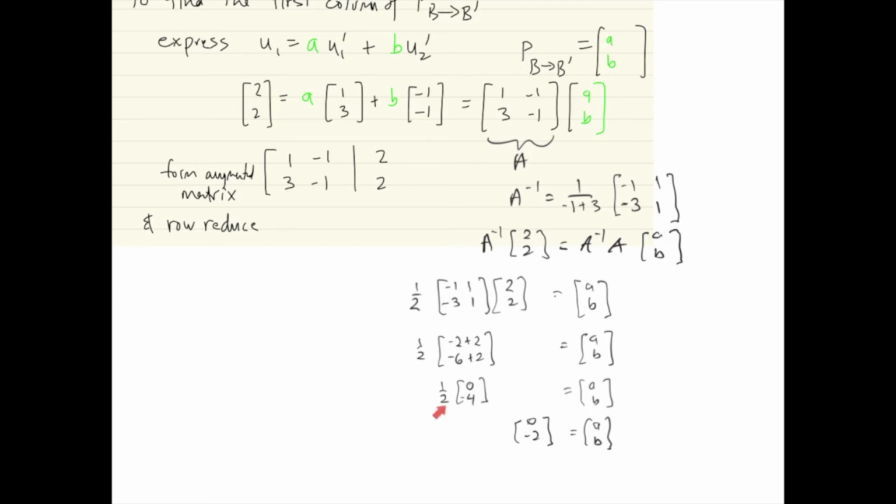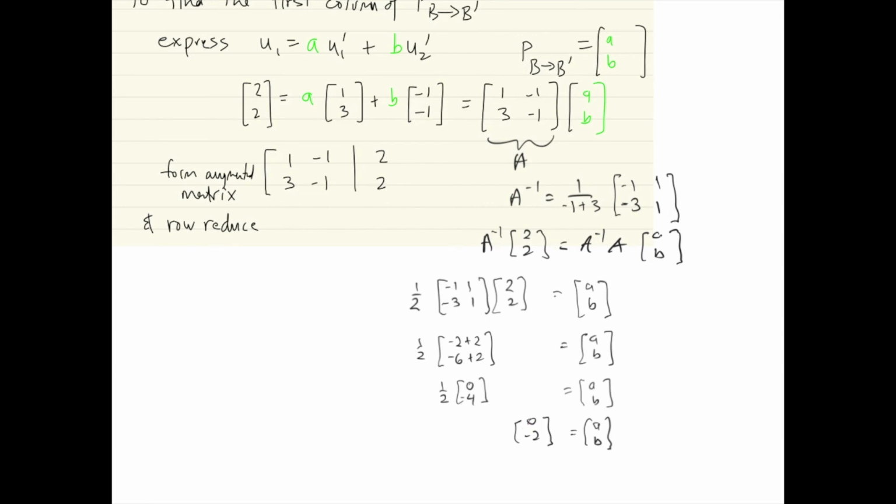And this 1/2 is a scalar, so it multiplies each entry of the matrix. 1/2 times 0 is 0, and 1/2 times -4 is -2. So that's my answer: a is equal to 0, b is equal to -2. That's going to be the first column. We still have to find the second column, but our first column is (a, b) equals (0, -2).